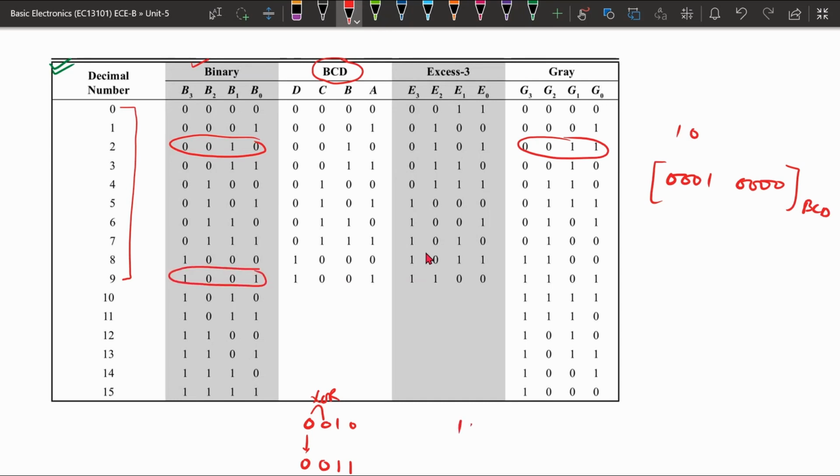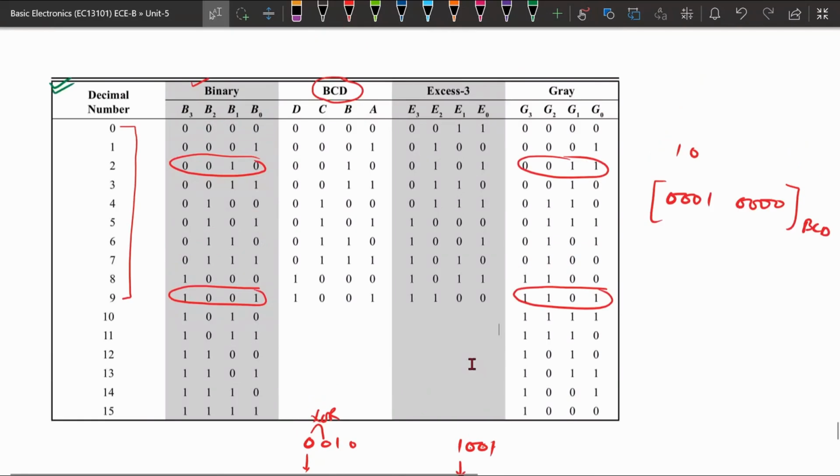Similarly, we can take another example. If it is 1001, its representation in gray will start with 1. Then XOR of 1 and 0 is 1, XOR of 0 and 0 is 0, XOR of 0 and 1 is 1. So it is 1101. This is the gray.